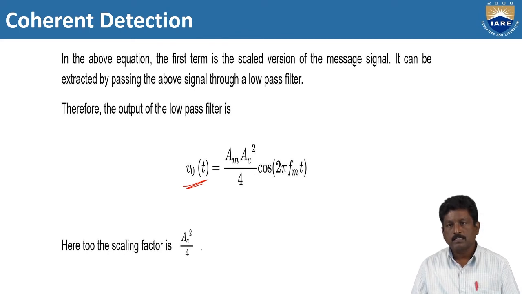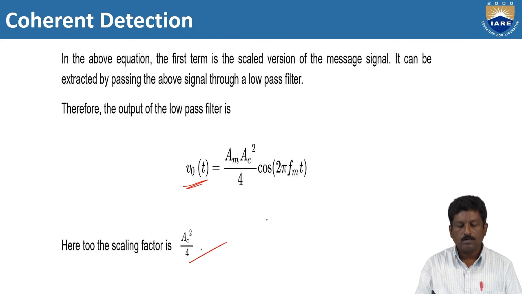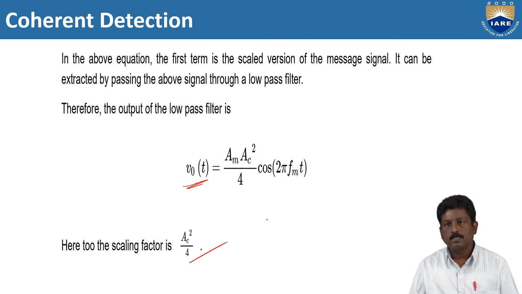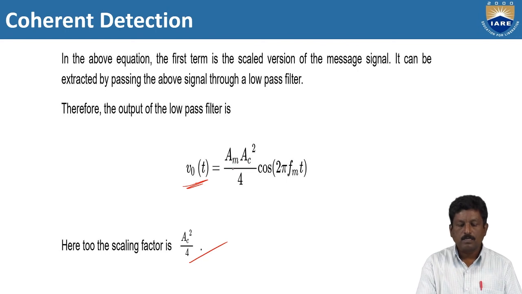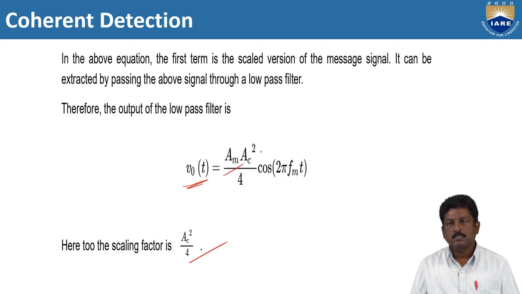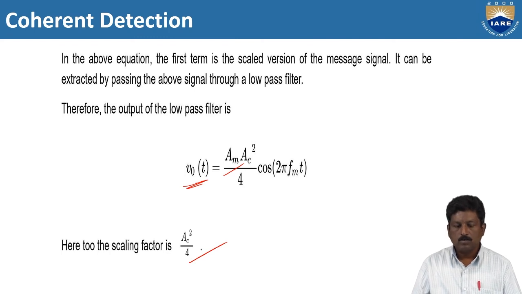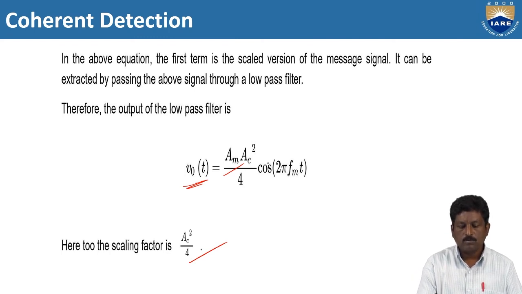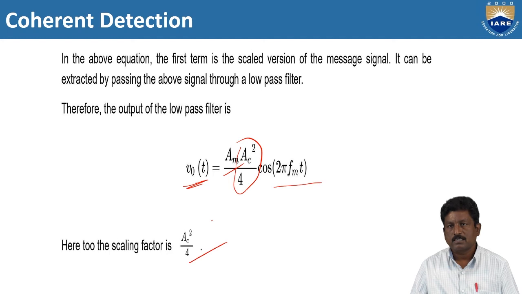After the filtering operation, we are getting V naught of T, AM AC square by 4 cos 2 pi FMT. Here AC square by 4 is some scaling factor. It can improve or reduce the signal strength or amplitude of the modulating signal. So actually the signal M of T equals AM into cos 2 pi FMT. So because of this, AC square by 4 acts as a scaling factor.